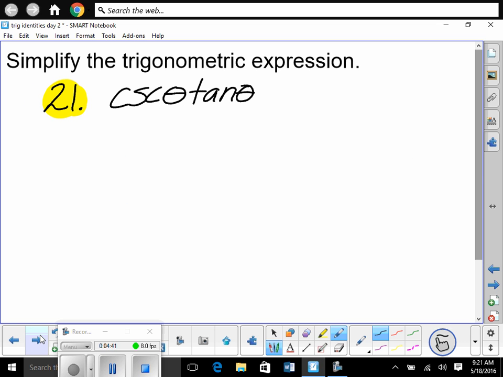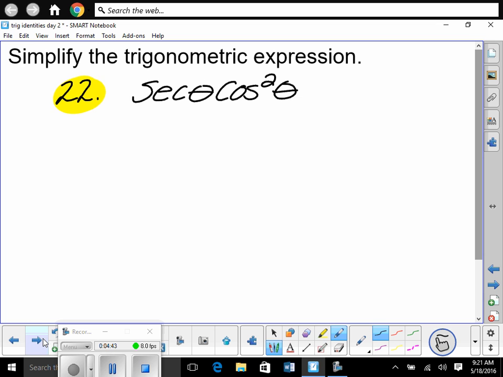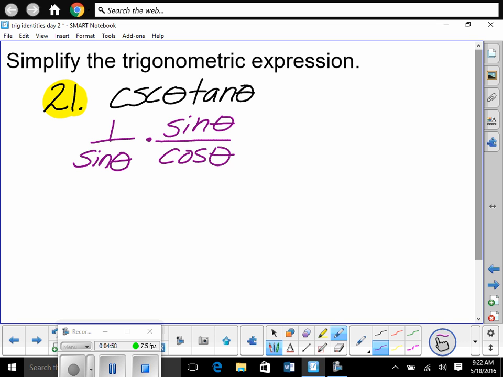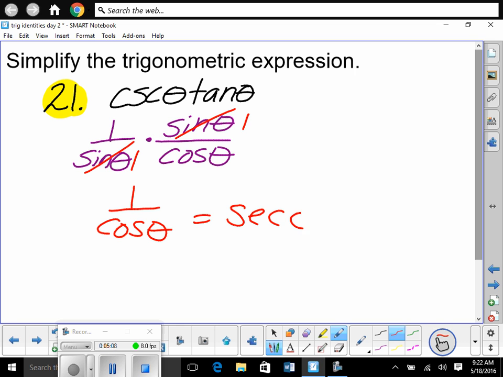Okay, another one. Number 21. Cosecant theta, tangent theta. So let's go for it. Cosecant is 1 over sine of theta, right? Times tangent, which is sine of theta over cosine of theta. Now can't you see what this is going to simplify to be pretty easily? Yeah. Sines divide out to be 1s. So we have 1 over cosine of theta, which is equal to secant theta.